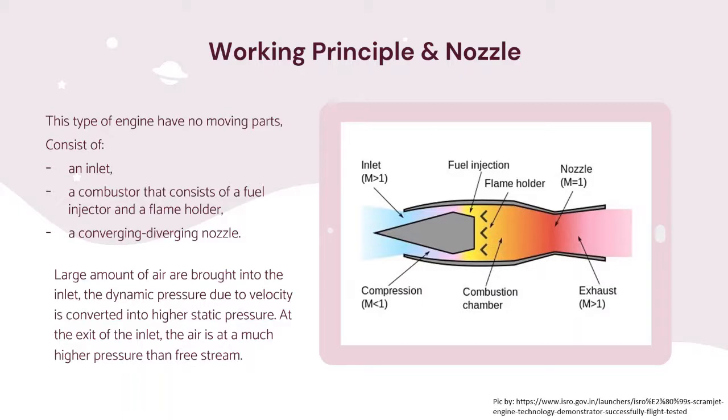At the exit of the inlet, the air is at a much higher pressure than the free stream, while the free stream velocity may be either subsonic or supersonic. Because the exit velocity is greater than the free stream velocity, thrust is created as described by the general thrust equation.